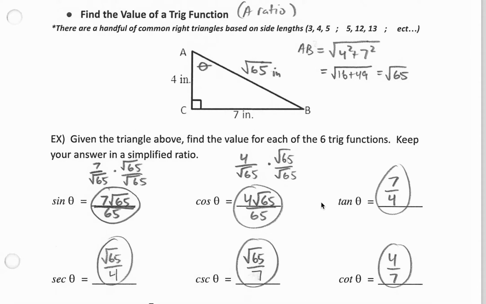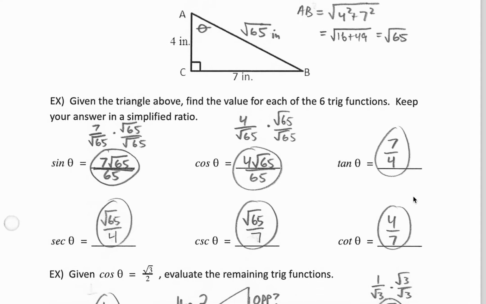Not all of your ratios are as complicated. It just depends on the information given. Tangent compares opposite to adjacent. So opposite from angle A is 7 and adjacent is 4. So there's a nicer looking ratio right there. Our reciprocal functions are pretty easy once you have these three main functions, because all you need to do is flip the ratios that you already described. Just make sure that you don't mix up secant and cosecant.